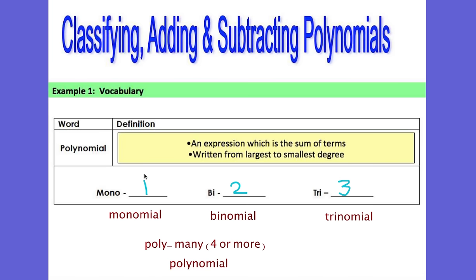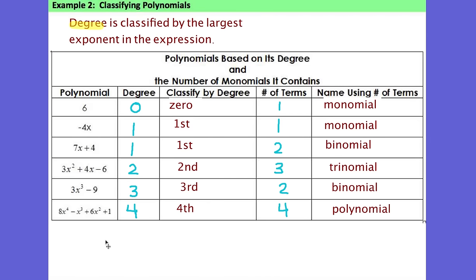But then we can classify even more specifically. So if it's a monomial, meaning it has one term, a binomial, meaning it has two terms, and a trinomial, meaning it has three terms. And then anything that's four or more is classified as a polynomial. So let's take a more specific look at how we classify. A polynomial is classified based on its degree and the number of monomials it contains.